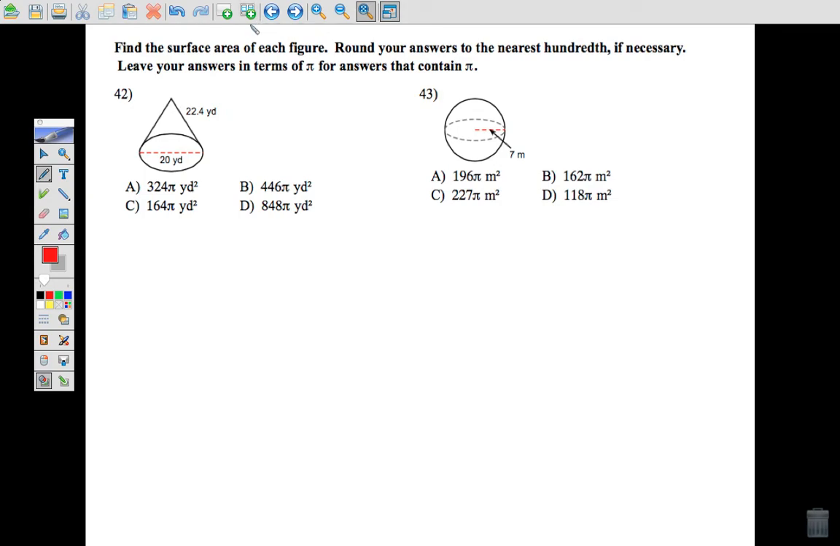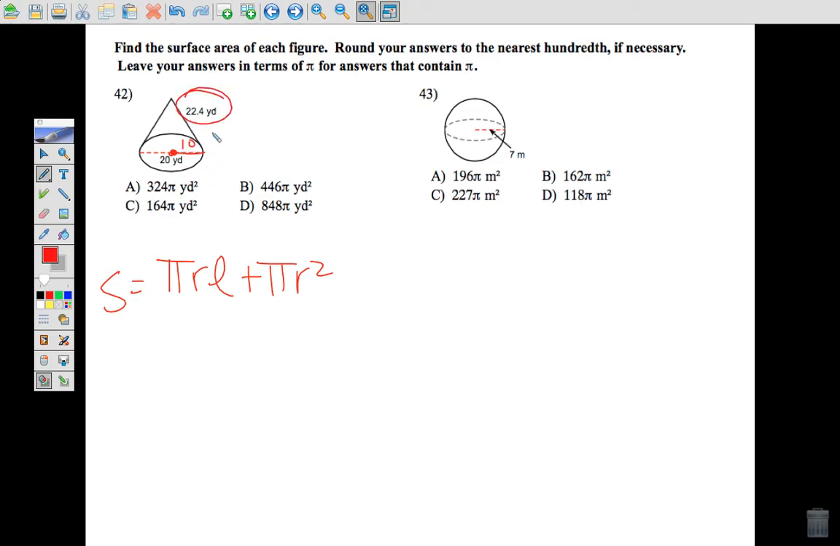Okay, I gotta remember all these formulas off the top of my head. So let's see, surface area is pi r l plus pi r squared. I'm just going to have to apologize if I mess up. I'm pretty sure that's right. The only difficult part about this one is knowing that that's the diameter, so you have to half it to get the radius, which is 10.